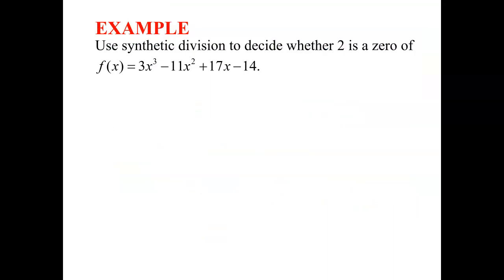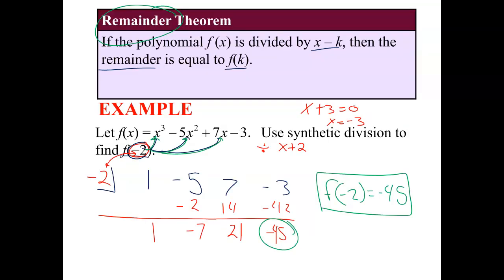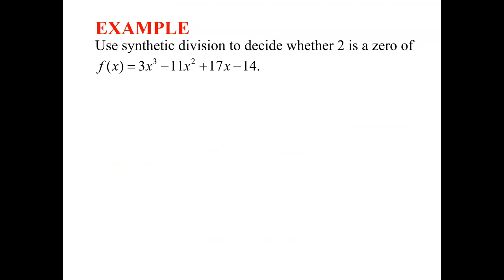All right. Now, a similar idea. We want to use synthetic division to decide whether or not 2 is a 0 of that function. We're doing the same thing with the remainder theorem, except we're looking for a very specific remainder. Any guesses on what that remainder should be if I'm looking for a 0? 0. We're looking for a remainder of 0. So I want to see if 2 will give me a remainder of 0.